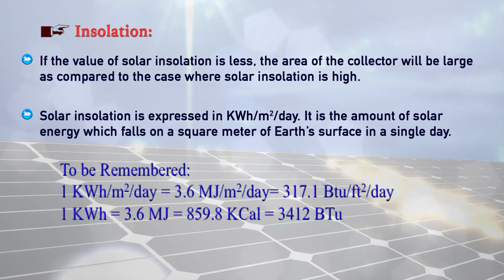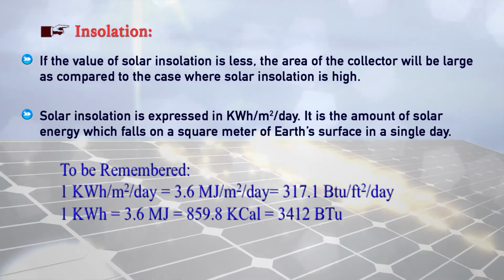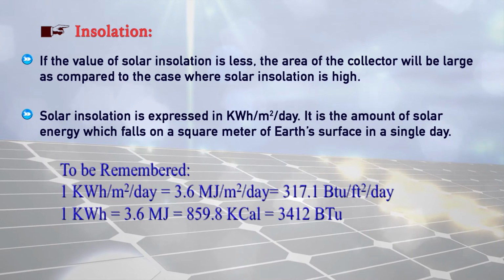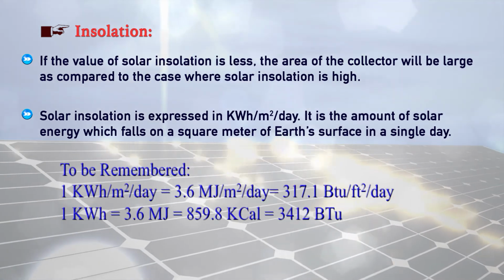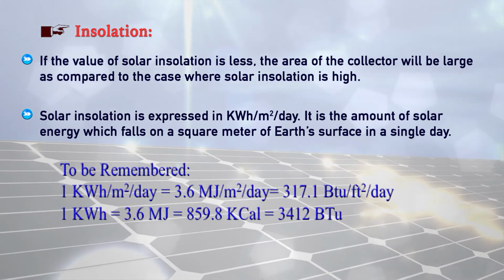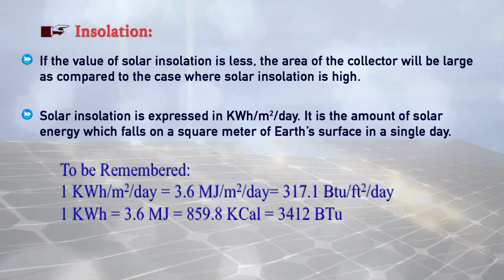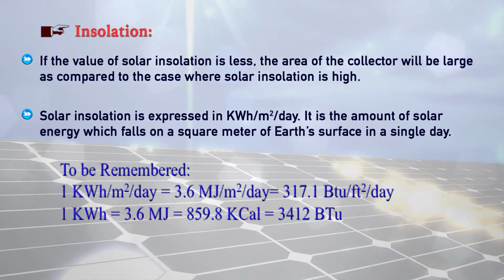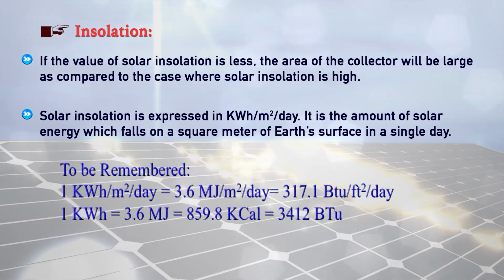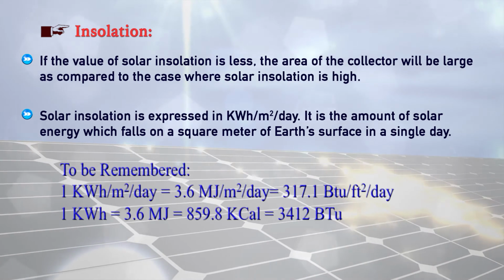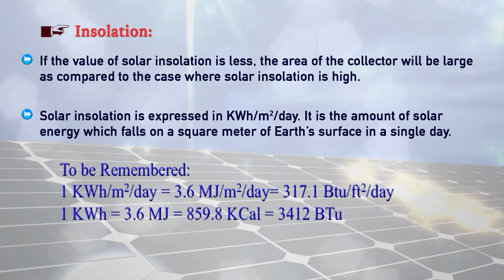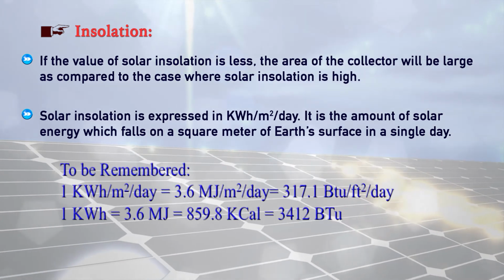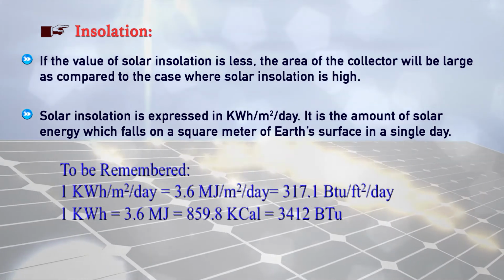So as you know, 1 kilowatt hour per meter square per day can be written as 3.6 megajoule per meter square per day, which is equal to 317.1 BTU per feet square per day. So 1 unit, that is 1 kilowatt hour, is equal to what? 3.6 megajoule, which is equal to 859.8 kilocalorie, which is equal to 3412 BTU.